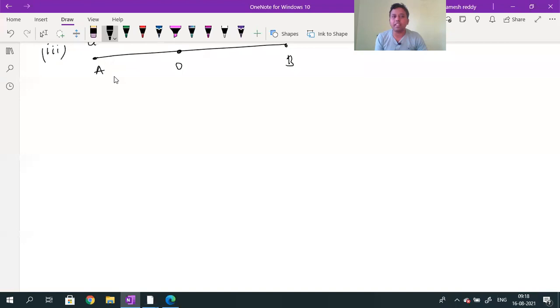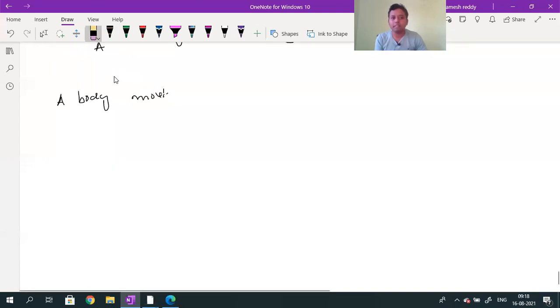A body moving along a straight line with a uniform acceleration. Question is compulsory. Okay, I will write the question. A body moving with a uniform acceleration crosses two points, crossing points A and B.